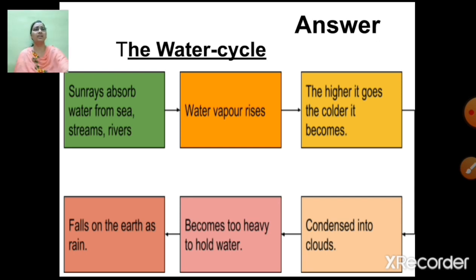The higher it goes, the cooler it becomes. Then again give an arrow and move towards the next step. Falls on the earth as rain. Then again give an arrow. Then becomes too heavy to hold water. And then again give an arrow. Condense into clouds. You now see, I have drawn this flow chart. Okay, and I have given a proper arrow and I have written all the information in the box.